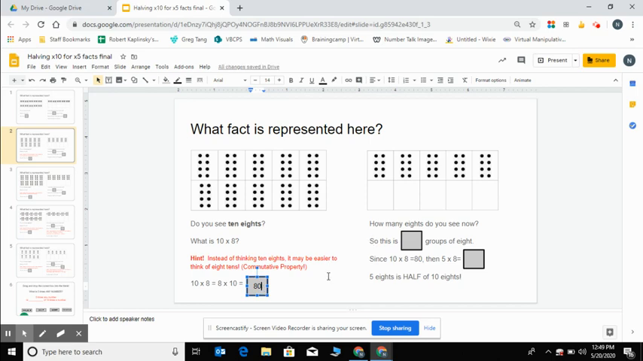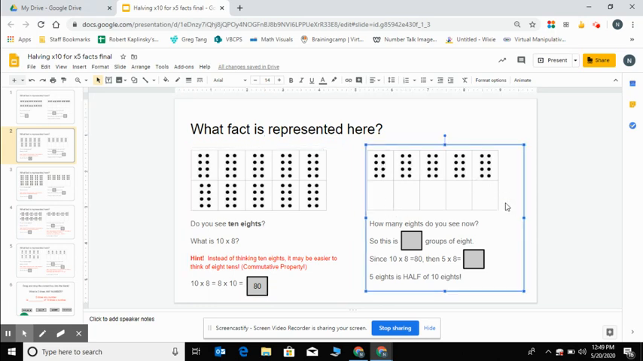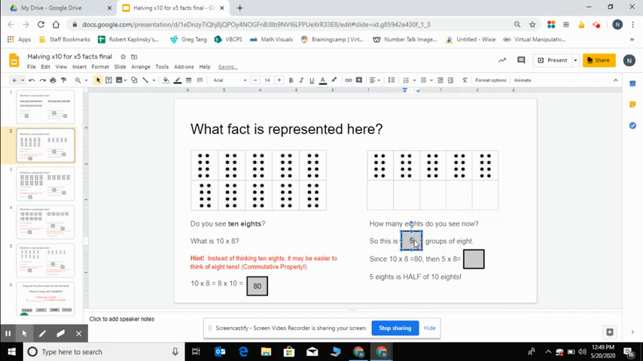Okay. So now that I know that 8 times 10 is 80, let's see how I can use that to help me with 5 eights, because now the whole 10 frame is not filled up. Only half of the 10 frame is filled up, just 5 eights. So now I only see 5 groups of 8. And since 10 times 8 is 80, then 5 times 8 is going to be half of 80. Well, half of 8 is 4, so half of 80 is 40. So 5 times 8 must be 40. 5 eights is half of 10 eights.